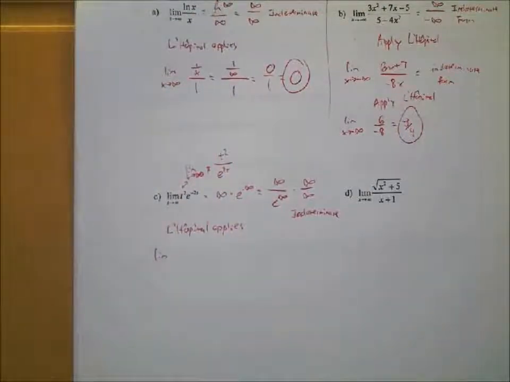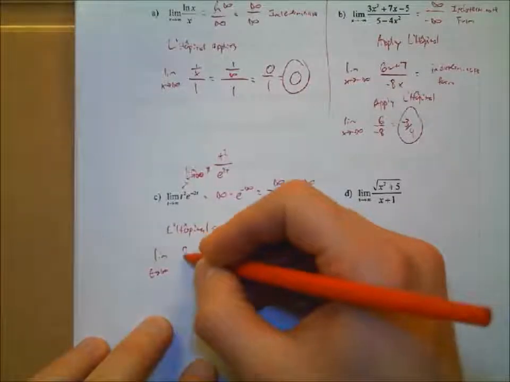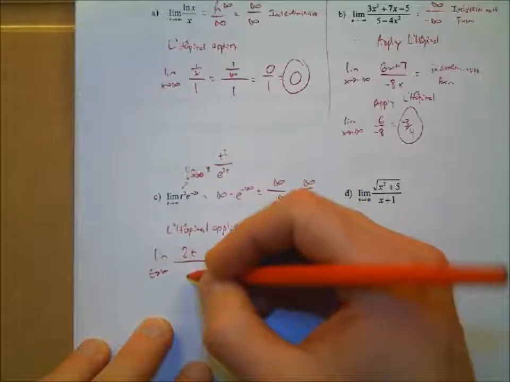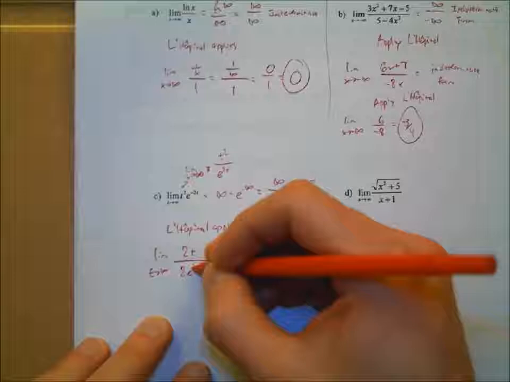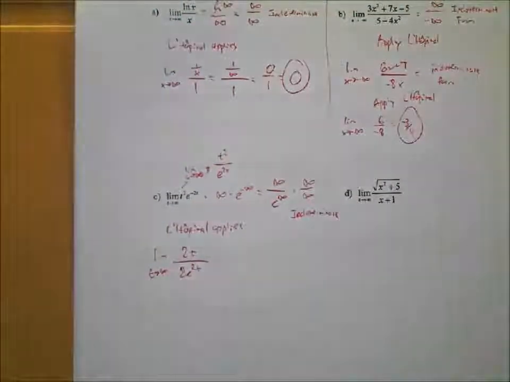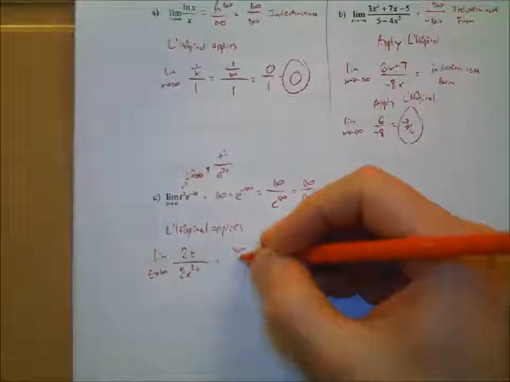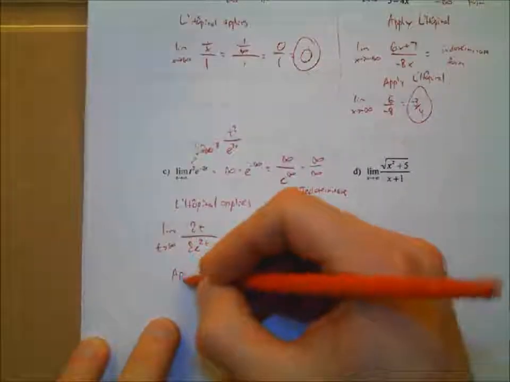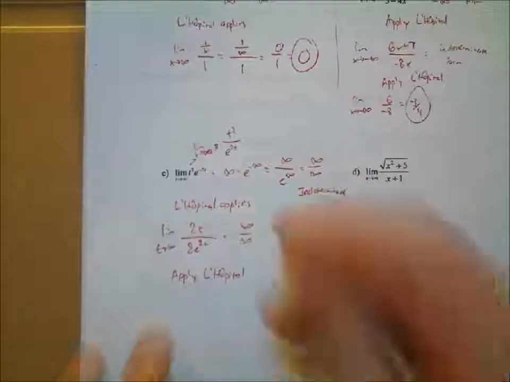Okay, and we'll take the derivative. And let's make sure we understand here, right? This is the limit as t approaches infinity of t squared over e to the 2t. We can rewrite that as a fraction, right? T squared over e to the 2t. And now I'll take the derivative there. So the derivative of t squared is 2t, and the derivative of e to the 2t is e to the 2t times 2.